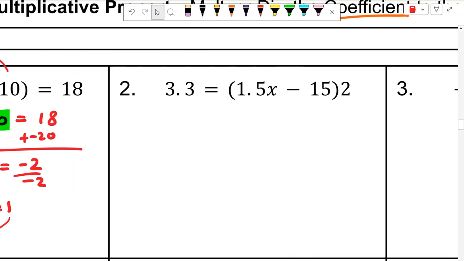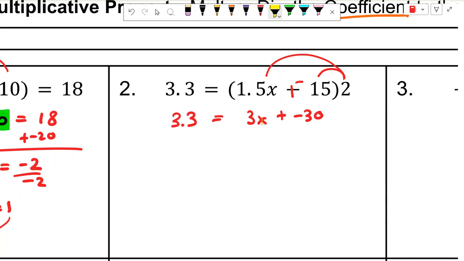On to number 2. Additive inverse. The 2 is now on the back side, but there's no sign between the parentheses and the 2, so we know the 2 is multiplying everything inside the group. So we'll do this and this, the distributive property. 1 5/10 x times 2 is 3x, and negative 15 times 2 is negative 30. We'll bring down the plus sign.